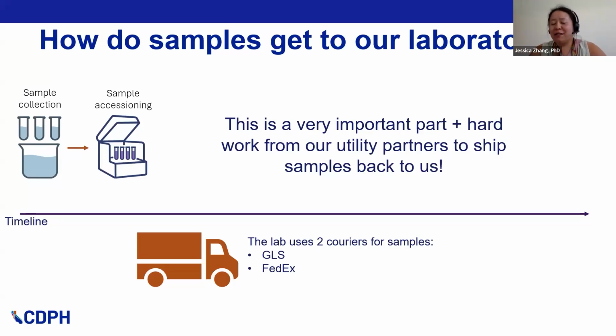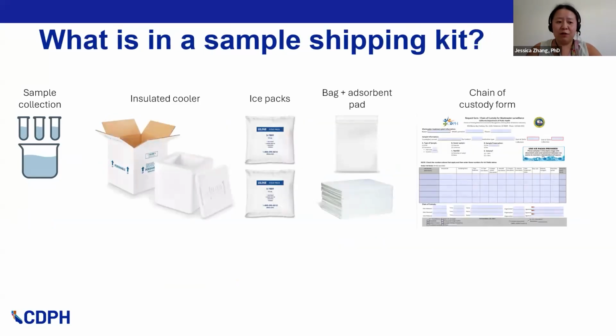I want to shout out that this is the really important and hard work from our utility partners to collect these samples and ship them back to us. I always like to give a shout out and thank them because we know this is extra work for them. At least in our program, we use 2 different courier services for shipping samples, and those would be GLS and FedEx. As a program, we provide each utility with about 6 to 8 shipping kits.